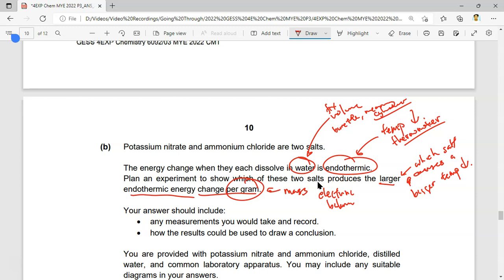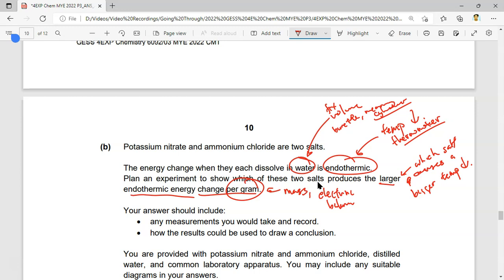Next, I need to measure the change per gram, so I need the mass of the salts, so I need my electronic balance. Okay, and because this is a heat exchange, this is about an energy change experiment. Typically, you will try to have an insulation.